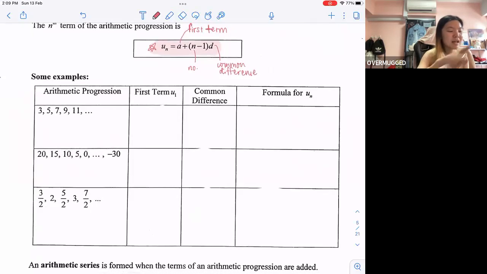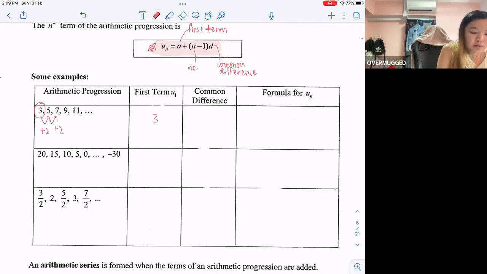Let's fill in. I'll do the first row with you. For the first row, what's our first term? Super obvious, right? It's just 3. The common difference is going to be a plus 2 again, right? We have our odd numbers over here, so our common difference is 2. So our formula for Un in general will be what? I have my 3 plus n minus 1, 2.